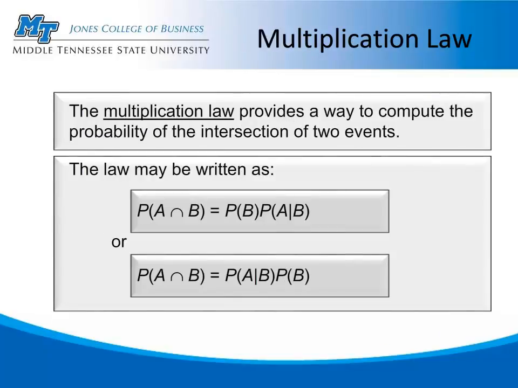Now the probability of A given B is equal to the probability of A and B divided by the probability of B. If you take that mathematical expression and multiply both sides times the probability of B, then you come up with the general multiplication rule. The probability of A and B is equal to the probability of A given B times the probability of B. But it doesn't matter in which order you write it. You can write it as the probability of B times the probability of A given B, or you can write it as the probability of A given B times the probability of B. Either way is fine.